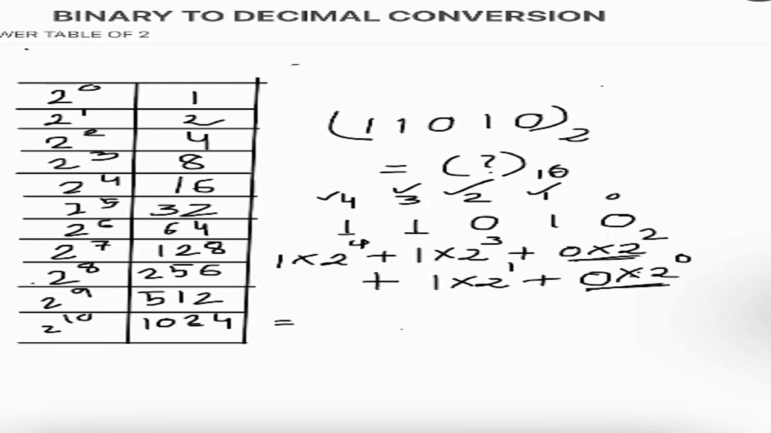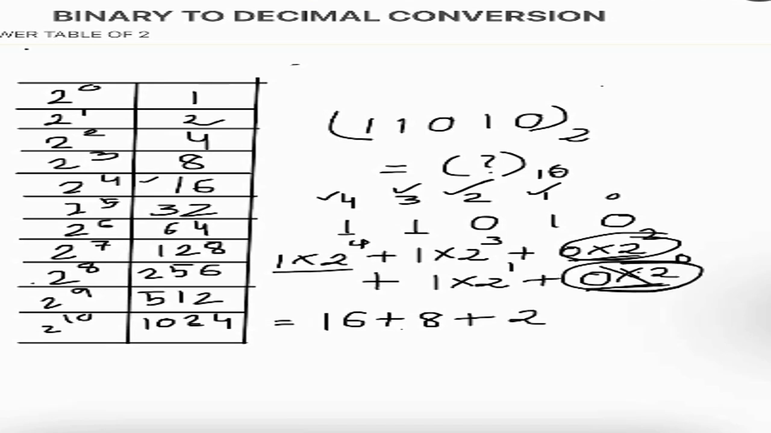Now we are not bothered about the terms multiplied by 0, because they will be automatically cancelled. So what is happening? 1 into 2 to the power 4, that means 16, plus 1 into 2 to the power 3, that means 8. From the power table we can see it. We are ignoring this term. Then 1 into 2 to the power 1, that means 2. Then again we are ignoring this term. So the sum is 26 base 10. Therefore the result is 11010 base 2 is equal to 26 base 10.